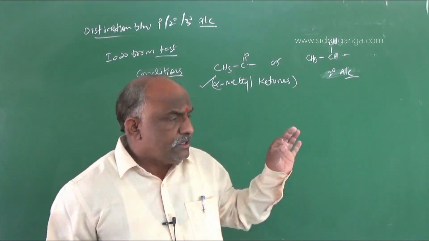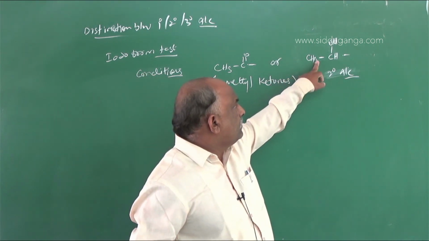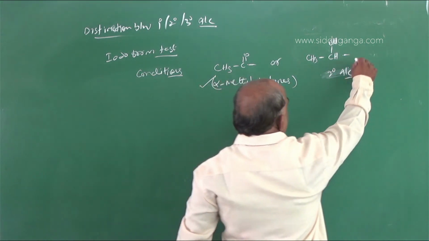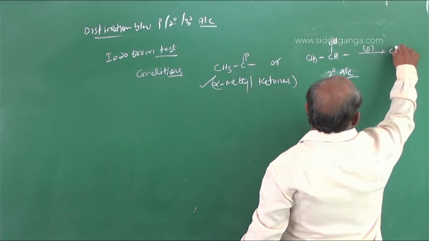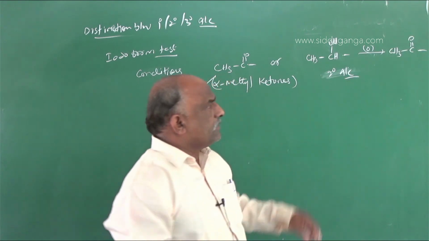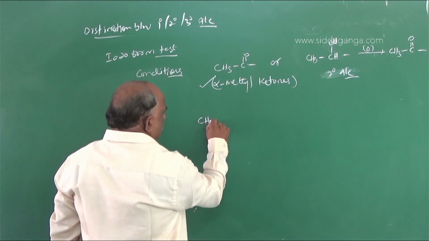You should make a clean observation regarding this alpha methyl ketone, because in this example alpha methyl ketone is not there. But on oxidation of secondary alcohol, what will we get? We will get alpha methyl ketone only. Suppose some exception was there.